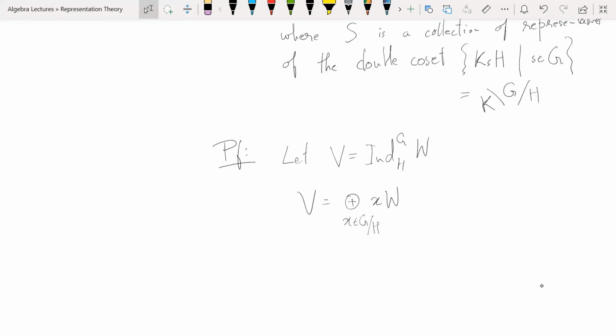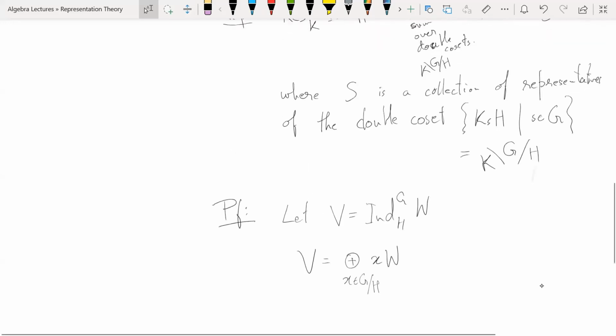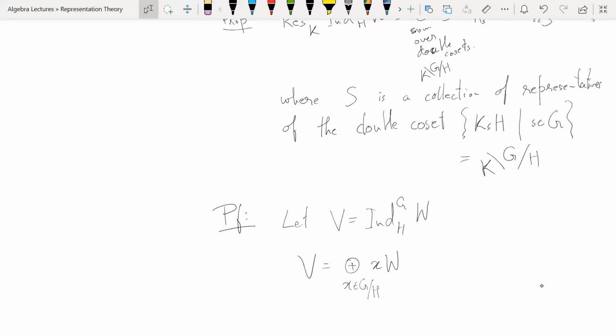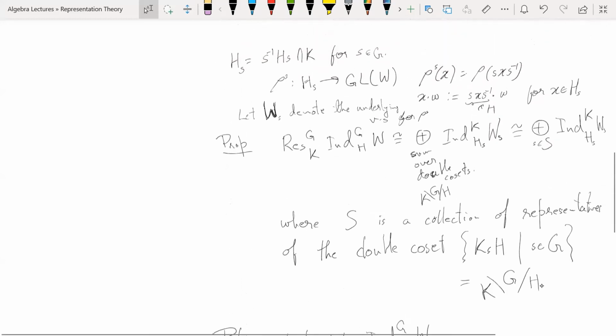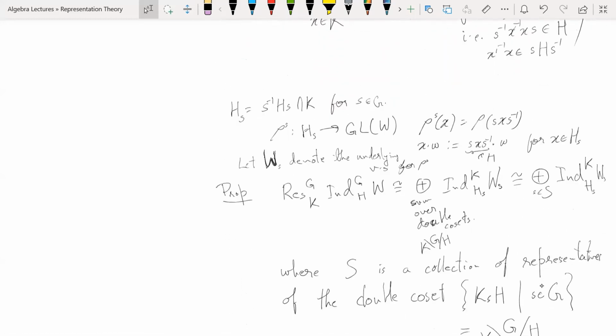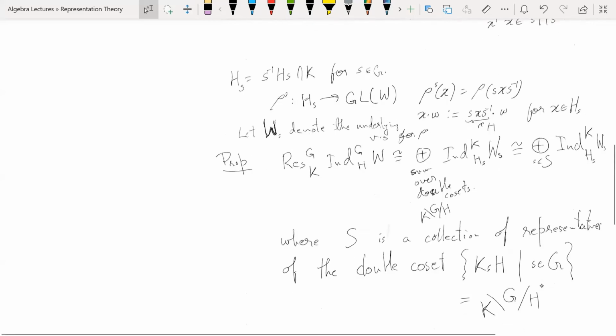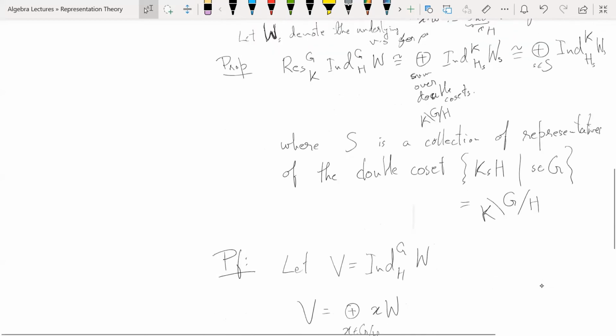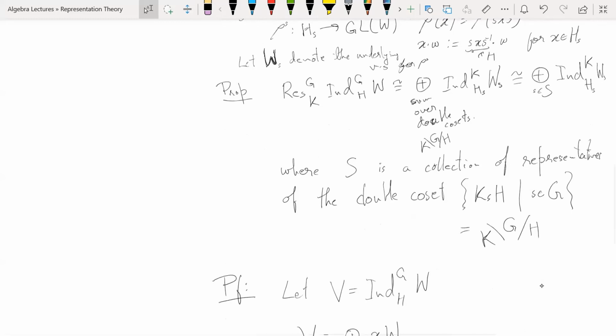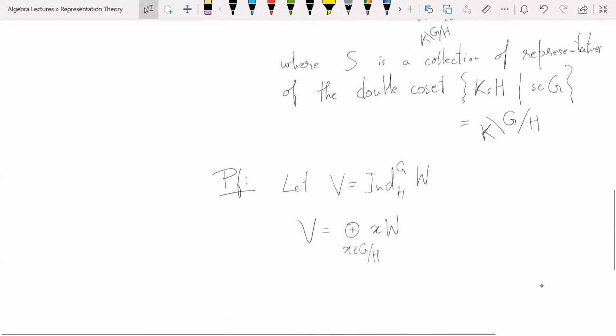Okay, so now I want to define, so this is a G representation. Now I want to break V as a direct sum of certain K representations. That is the goal, right? When we restrict V as a K representation, I want to write it as a direct sum of certain K representations.